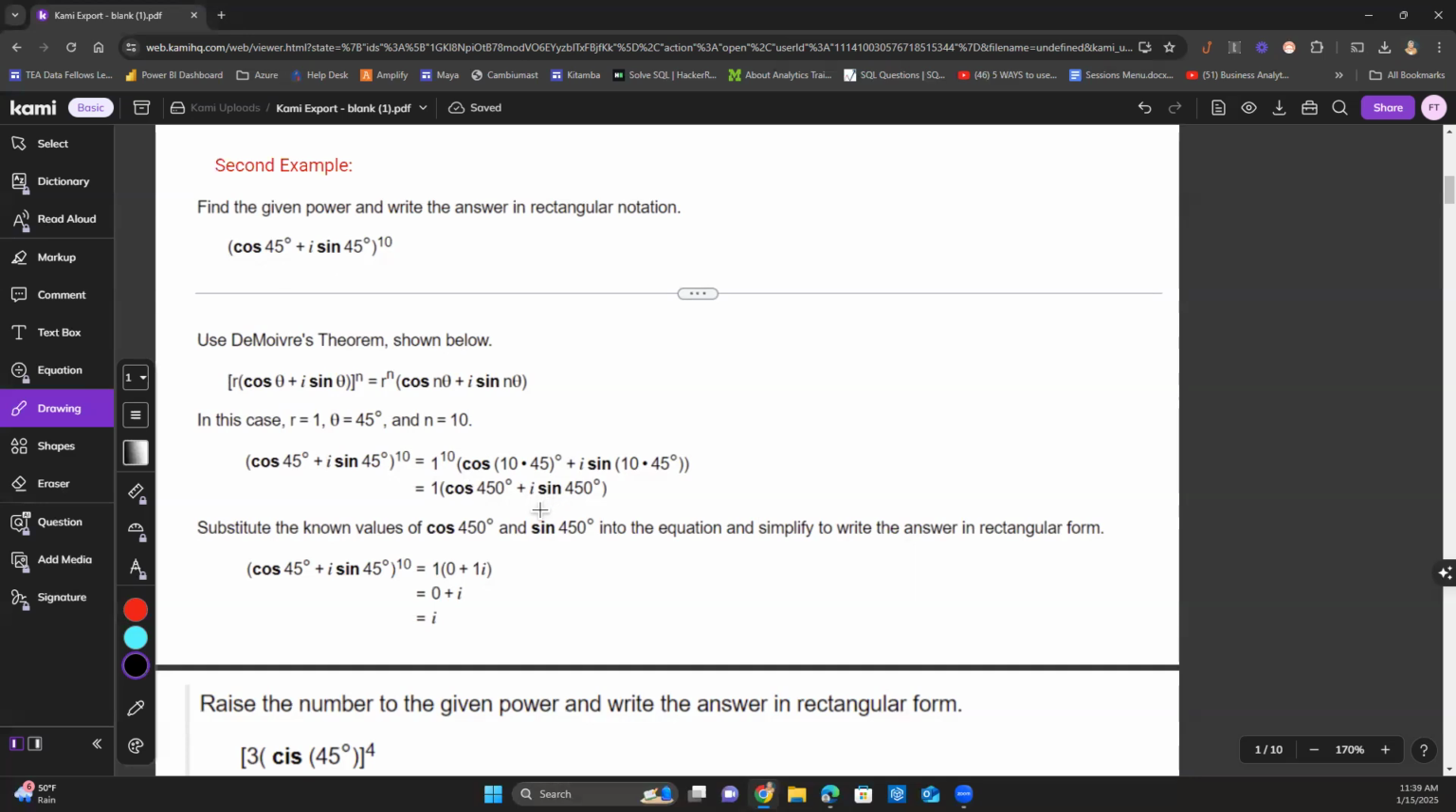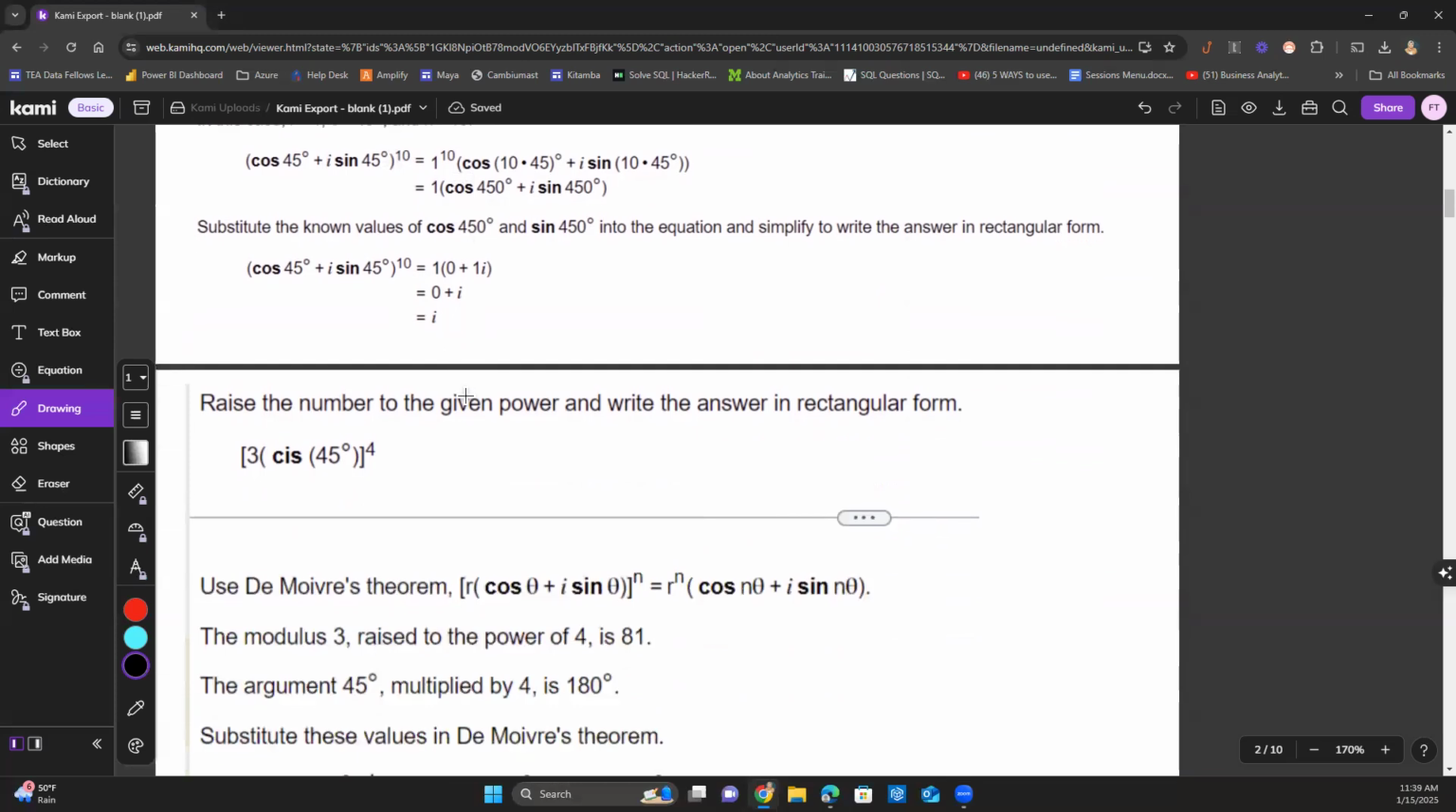Now, since 450 is more than 360, I will subtract 360 to find the coterminal angle. When I subtract 360, its coterminal angle is the same as 90 degrees. So when we plug in, cosine 90 is 0, but sine 90 is 1. And then when you multiply it by 1, this will be the expanded answer for the second example.